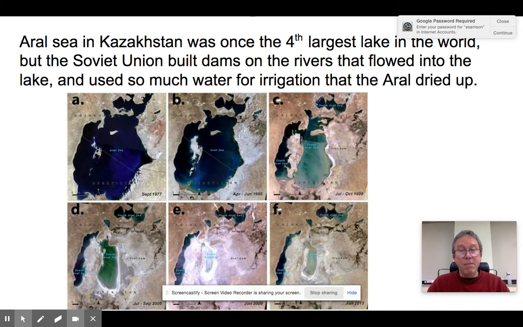Think about that, the fourth biggest lake in the world, and it had a fishery, and it was an important agricultural, an important economic feature of Kazakhstan. Well, what happened is the Soviet Union had control of the rivers that flow into it, and they're like, "Oh, we're just going to build some dams, and we're going to start pumping some water out and make this big mega farm area out of it," which they did.